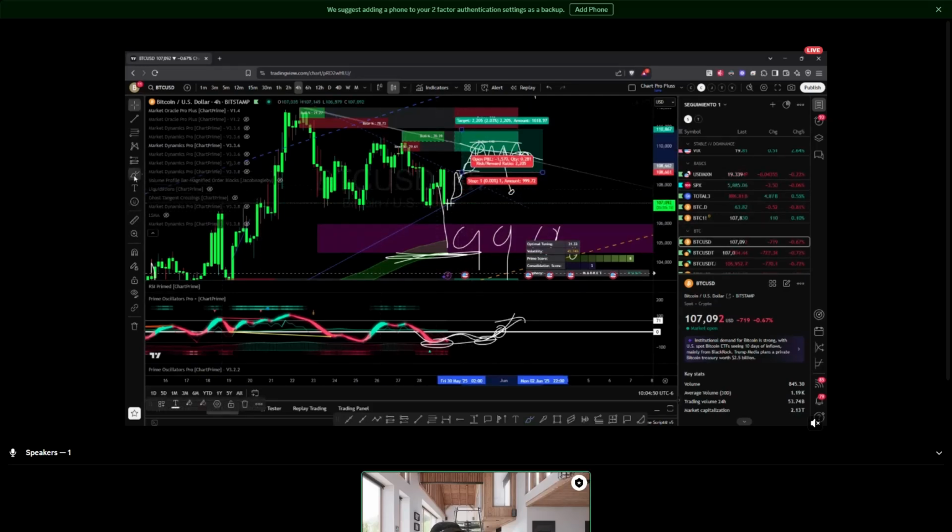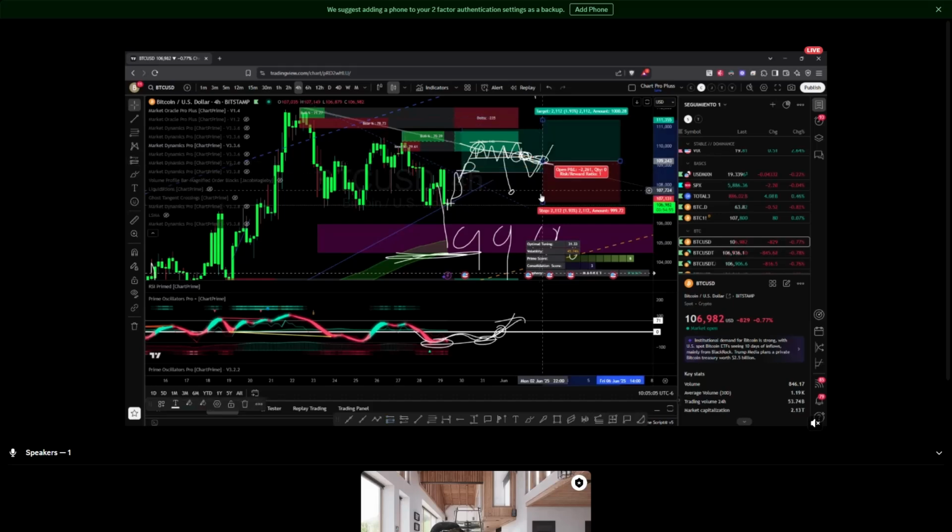Could I still have a sweep of the lows? Yes, I can, but I prepare. What do I prepare for? Stop me out, break back above my trend line. I re-enter in here with a new stop loss, maybe around here, then aim for my next resistance.